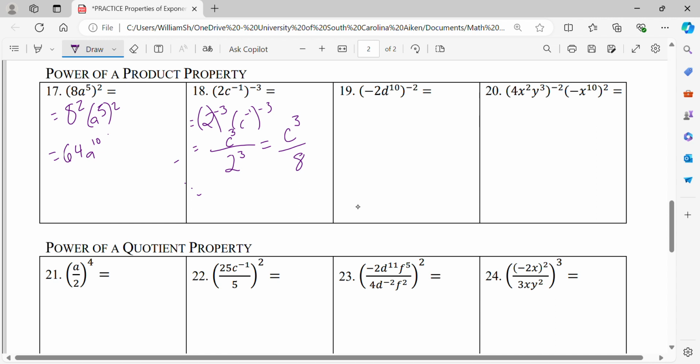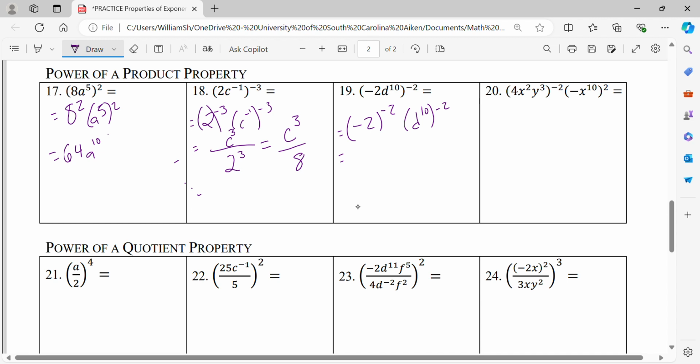Alright, number 19. I've got negative 2 times d to the 10th, all raised to the negative 2 power. So this is going to give me negative 2, and I'm going to put that in parentheses primarily because it's got that negative out in front. You'll see why here in just a second. But I'm going to raise that to the negative 2 power, and I'm also going to raise that d to the 10th to the negative 2 power.